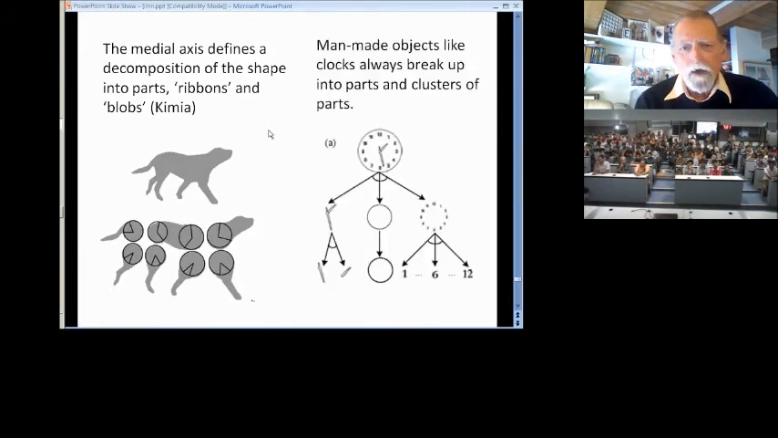So here's another grammar. This is from my former student and now brilliant colleague, Songchun Zhu at UCLA. So he used grammars to analyze clock faces. So typically a clock face will have the overall shape, it will have hands, and it will have numbers. And the numbers divide up into 12 particular numbers, the hands into two. And he did a stochastic model of this and then tested it on real data.